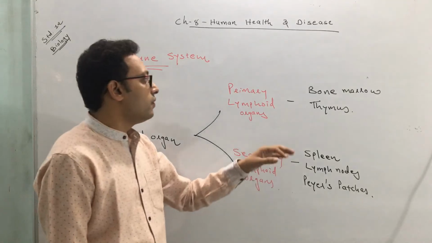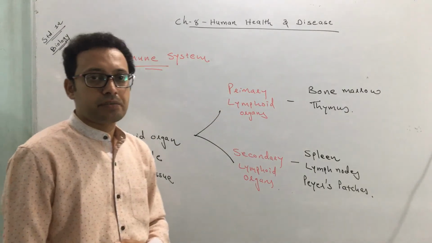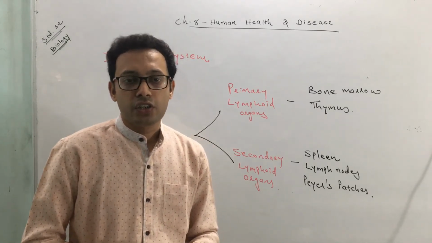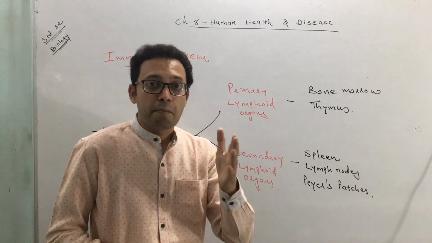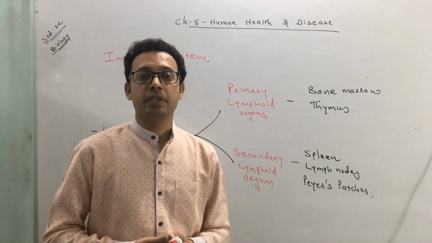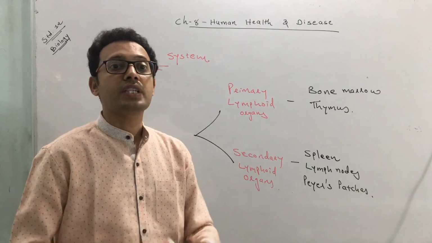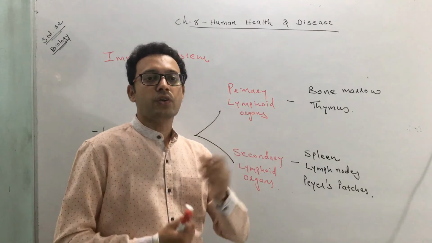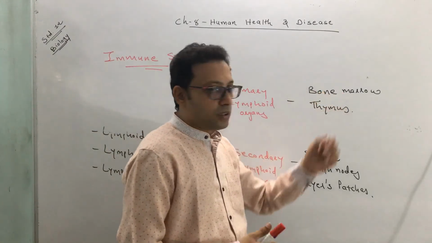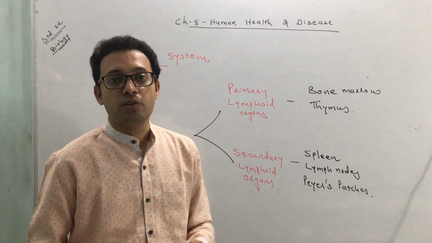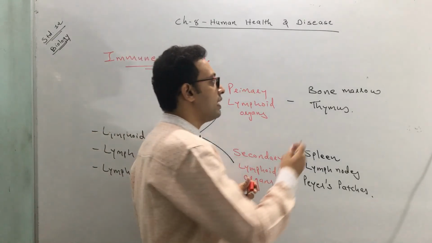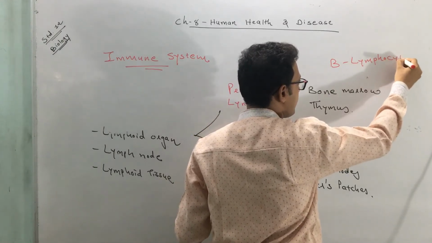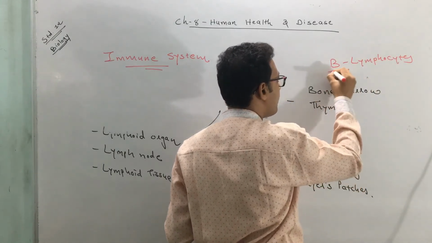Okay, so what are primary lymphoid organs? Primary lymphoid organs are the organs of the lymphatic system, or you can say they are the organs where the maturation of immune cells takes place. That means maturation of lymphocytes takes place. They are called primary lymphoid organs. Bone marrow is responsible for the maturation of B lymphocytes. That's why we give the name B lymphocyte, because the maturation of such cells takes place in bone marrow, B from bone marrow.